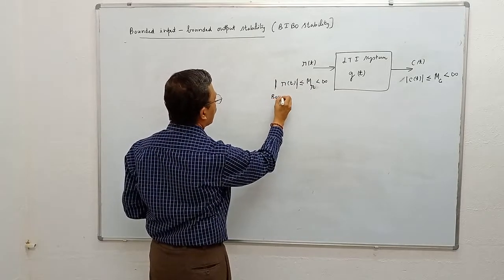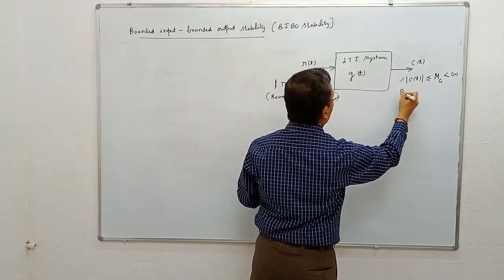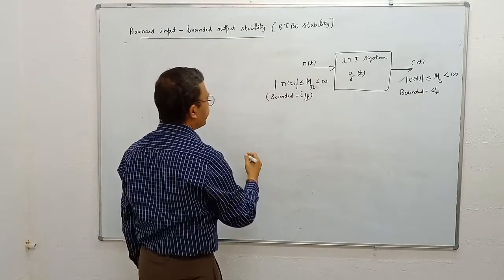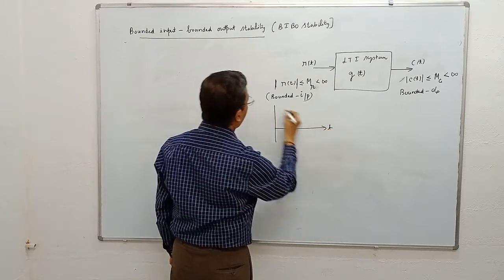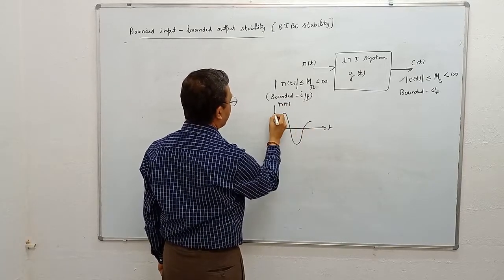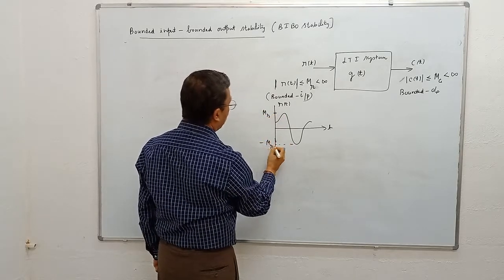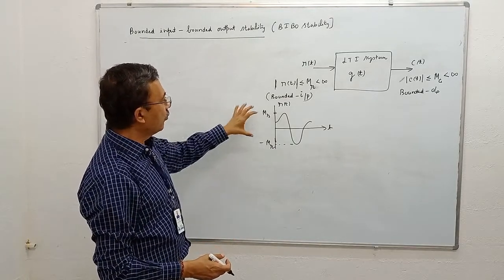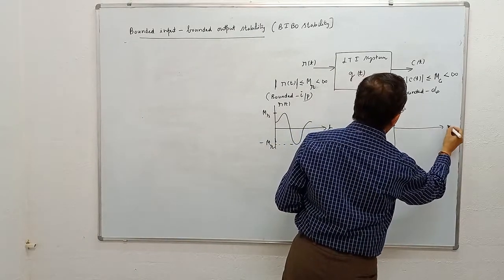This is bounded input. This is bounded output. I can schematically show a graph. Input is said to be bounded. I can take an arbitrary input like this. At no time can the amplitude of the signal exceed plus Mr or minus Mr. So what is the bound? Bound is Mr. This is bounded input. When you subject the system to bounded input, you may get an output like this.